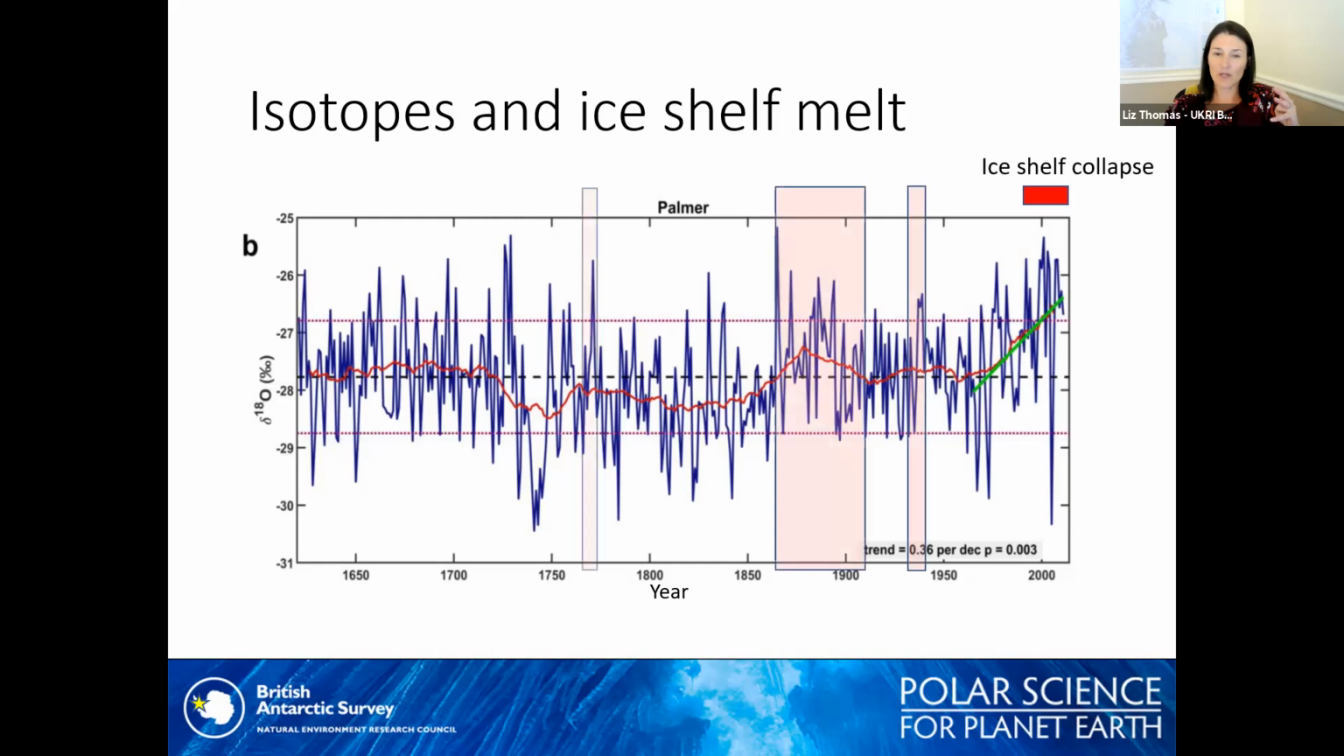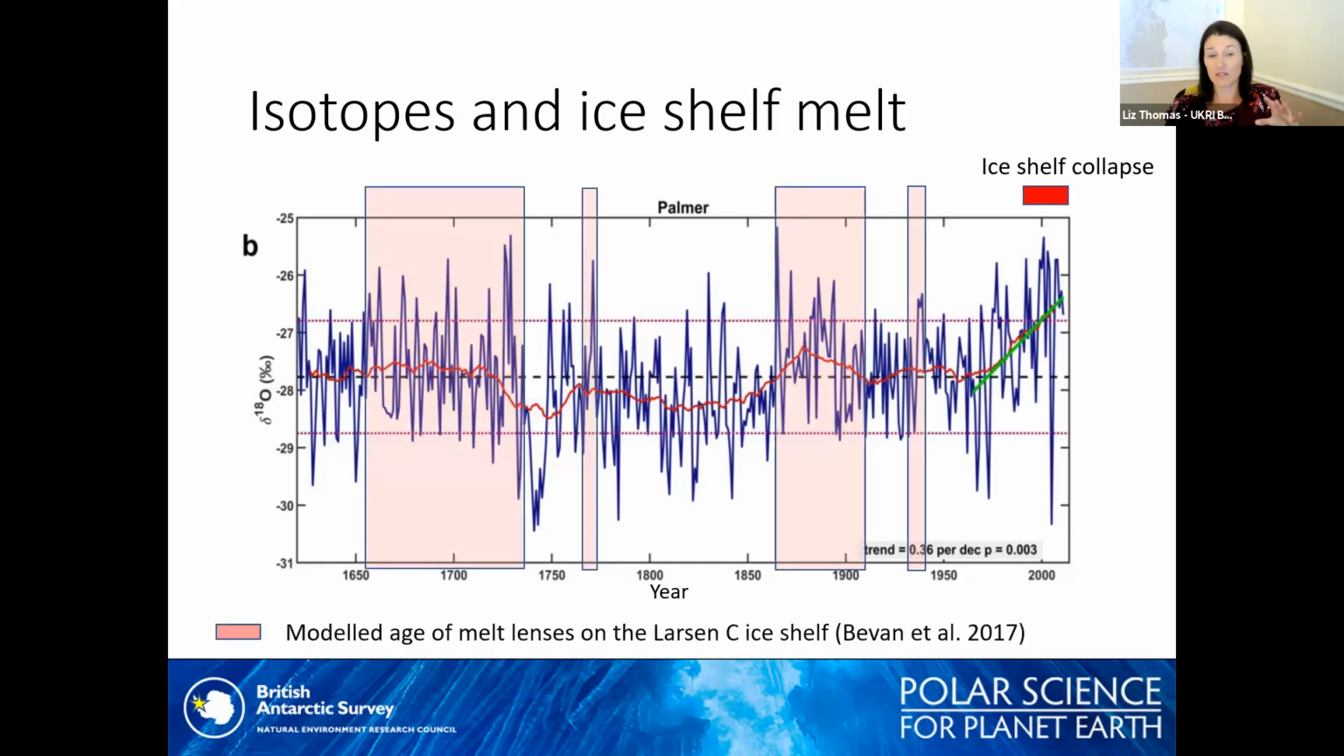In fact, when we compare our record with some of the observed melt lenses, so these are from boreholes taken from the Larsen ice shelf, they are observed melt layers, but they've got modeled ages. So they've used the ice flow models to estimate when this melt event occurred. And these correspond quite nicely. So this is from a paper by Bevan et al. in 2017. But actually the periods where we get relatively high warm periods in our ice core correspond with when we've observed these melt lenses on the ice shelves.